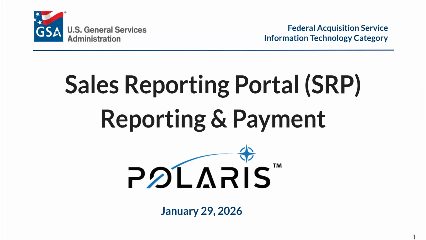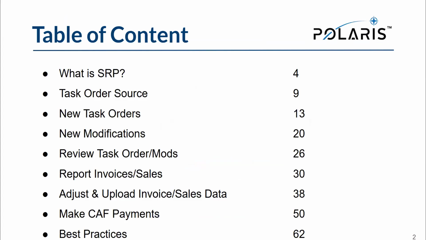We are your program analysts on the Polaris SRP support team, which means that we serve as your point of contact for SRP reporting on Polaris contracts. You can always reach out to us via report@gsa.gov for your reporting questions.